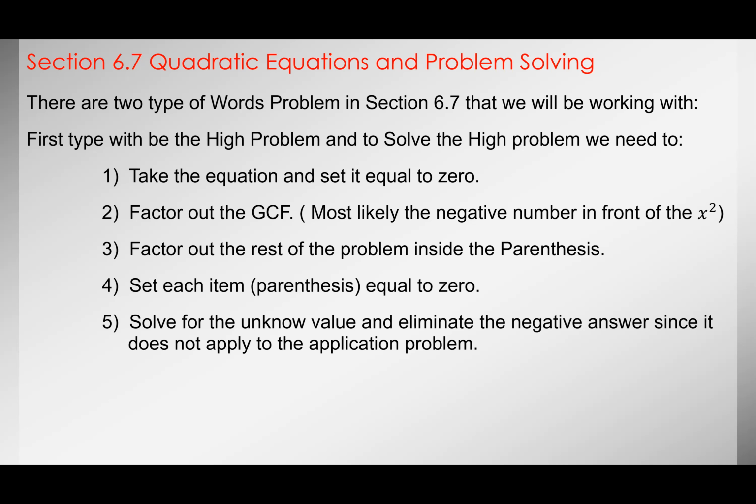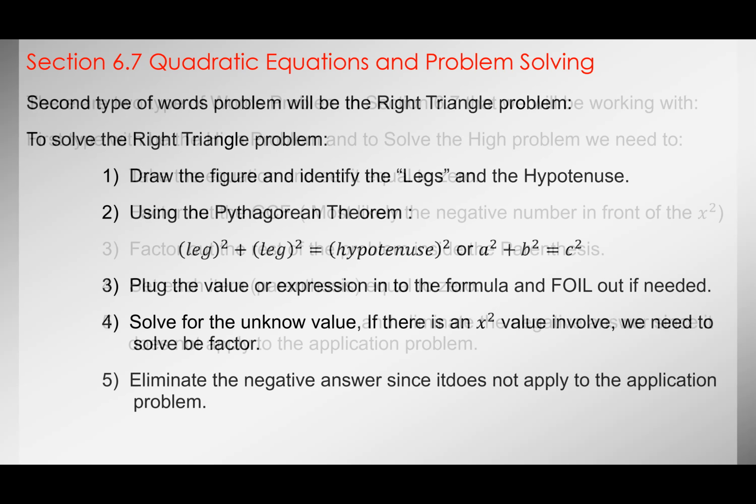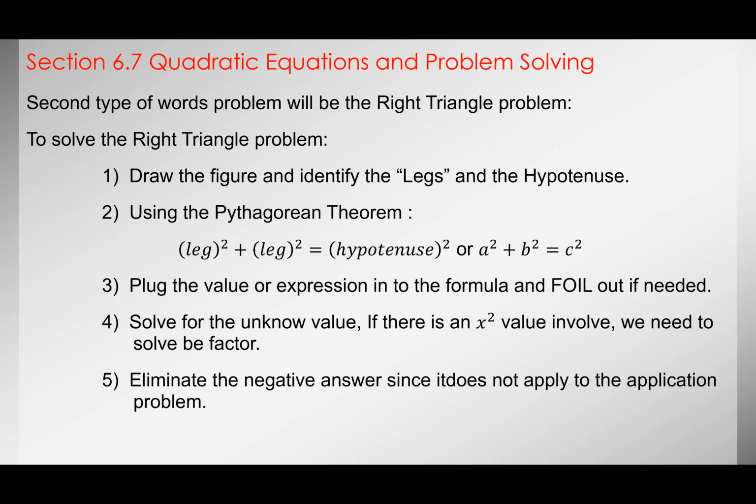The other type of problem that you have is the right triangle problem. Again, these are the only two problems that you will encounter in 6.7. If they mention anything about a right triangle, we are dealing with the right triangle. And in order to solve it, this is what you need to do: draw a figure and identify your legs, which are the vertical item and the horizontal item.